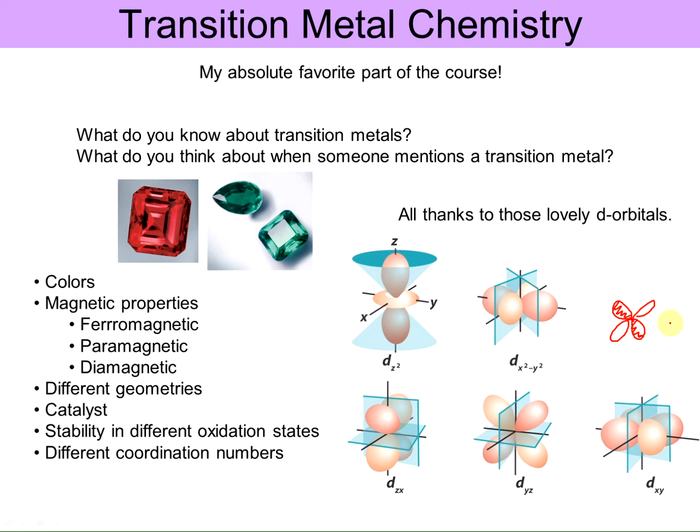So the dx squared minus y squared lies on the x and y axis. The dzx lies in between the z and x axis. The dyz lies in between the y and the z. And the dxy lies in between the x and the y axis. And the dz squared, that's the funny one of the group. It's got 2 lobes, kind of like a p orbital, but both of those are in the same phase. And then around that, you've got this donut shape around it. So you've got a donut in a different phase. So the dz squared has a different shape than the other ones.